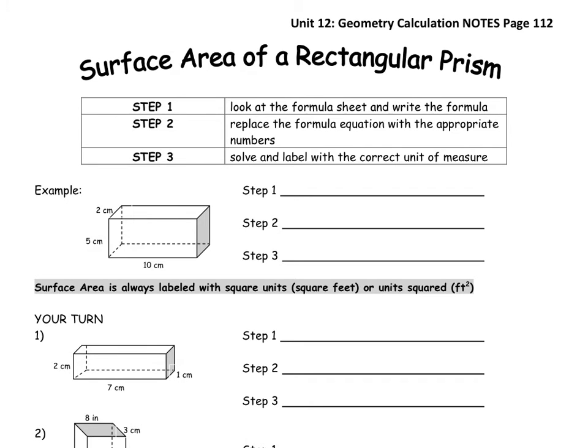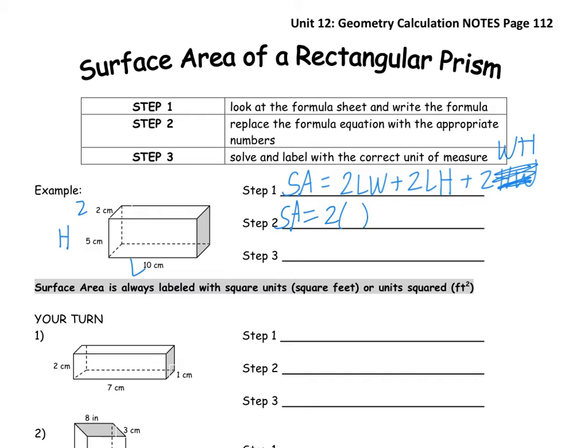Alright, so now we'll do surface area of a rectangular prism. So we'll write the formula. So surface area is equal to 2 times length times width plus 2 length times height plus 2 height times the width. Except I believe on your formula sheet they do width times the height. Okay, so we'll label, call 10 the length, 5 the height, and 2 the width.